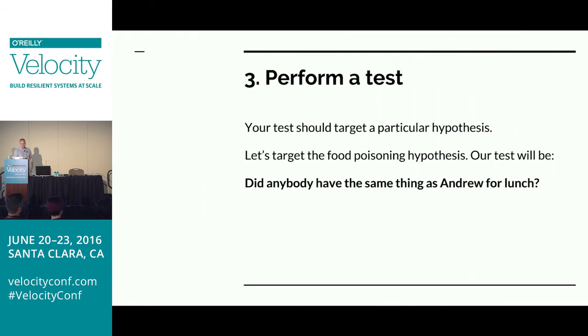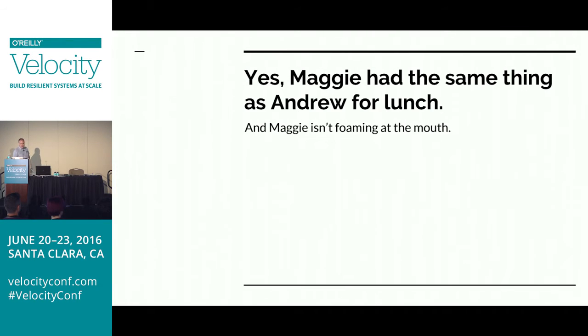So how can we do a test? Well, we can say, did anybody here have the same thing as Andrew for lunch? And if they don't have food poisoning, then it's probably not food poisoning. We go through that and we say, yeah, Maggie had the same thing. They both had the fish, and Maggie's not sick. So we can't say it's definitely not food poisoning, but we can say it can move down the list, right? It cannot be our priority anymore to investigate.